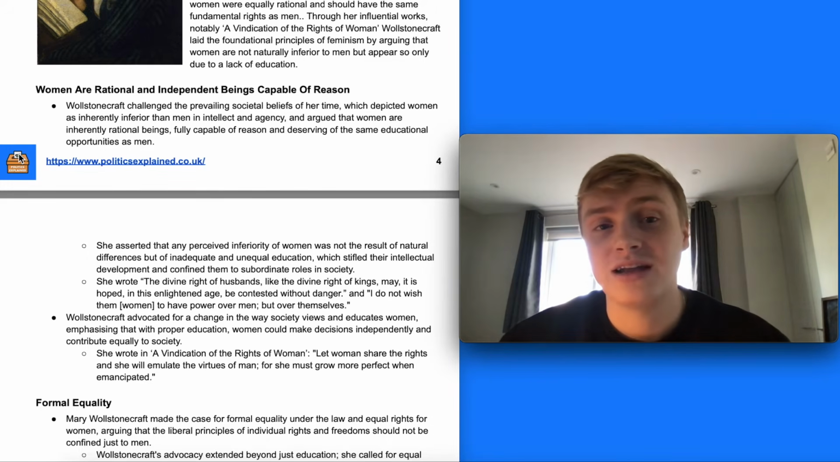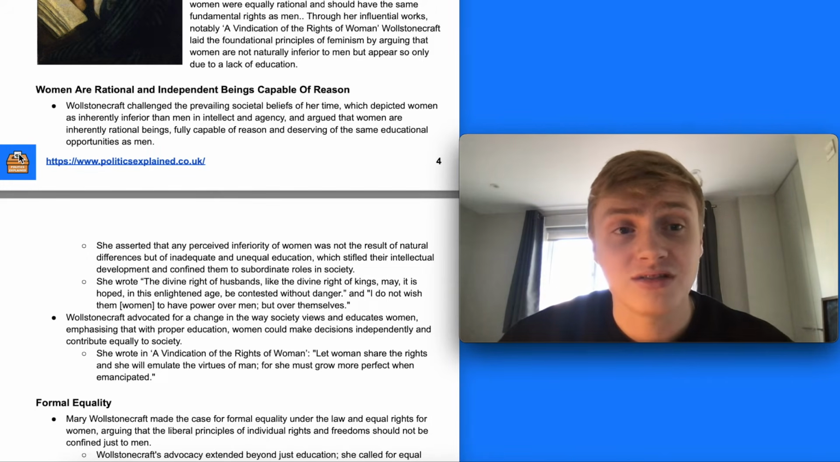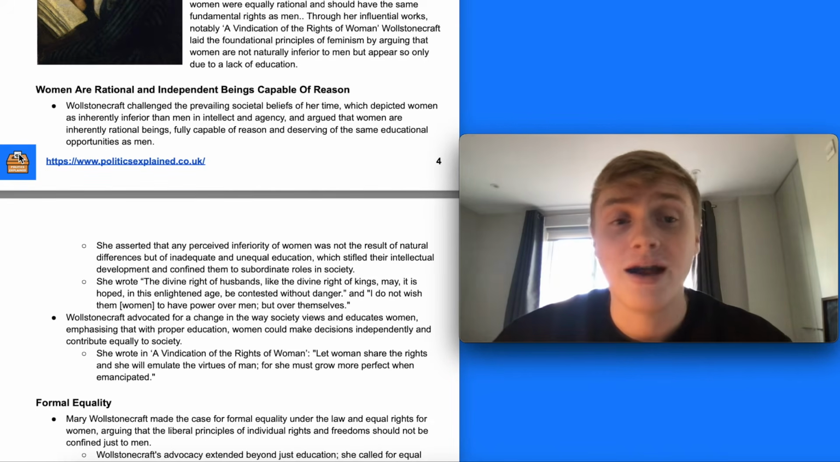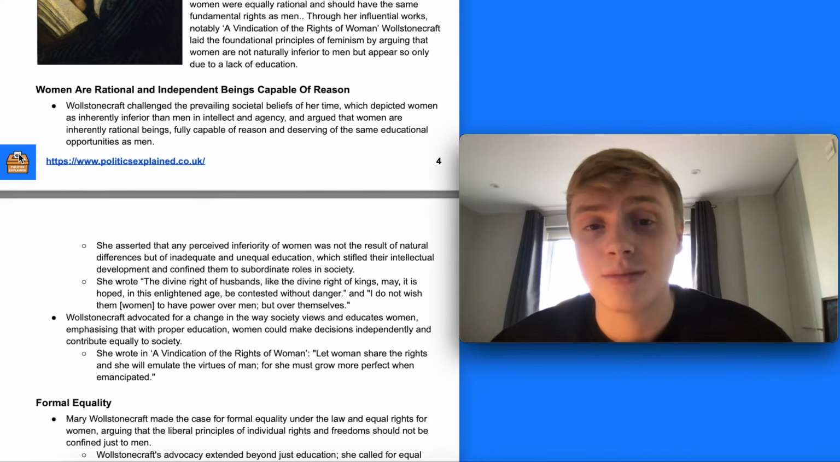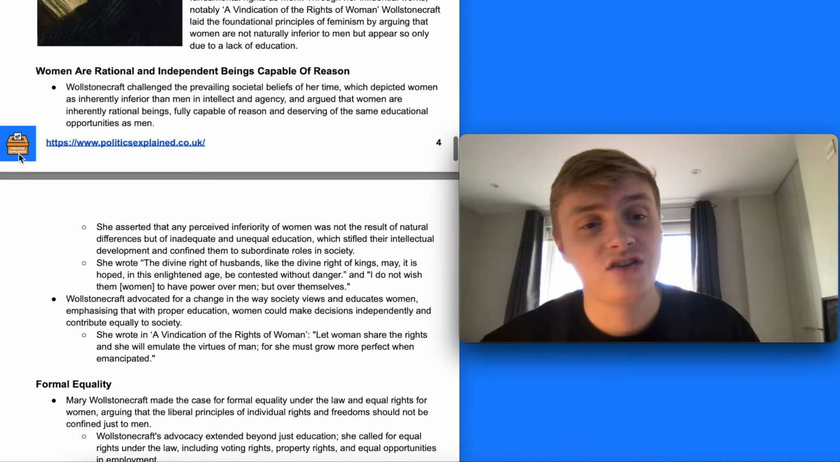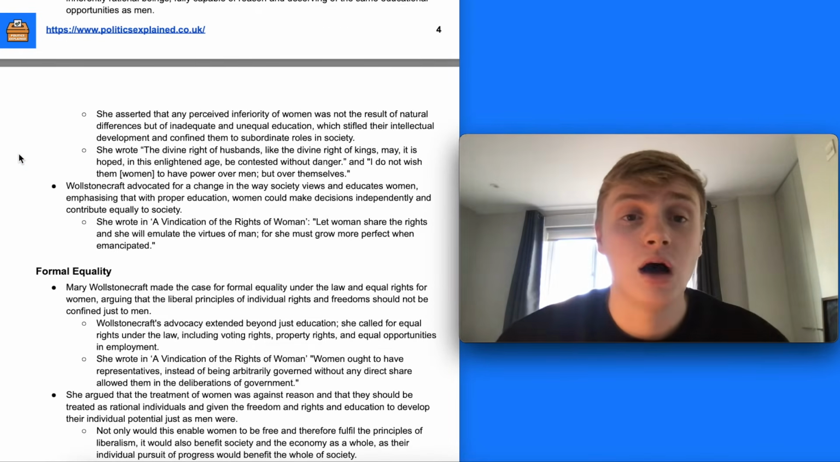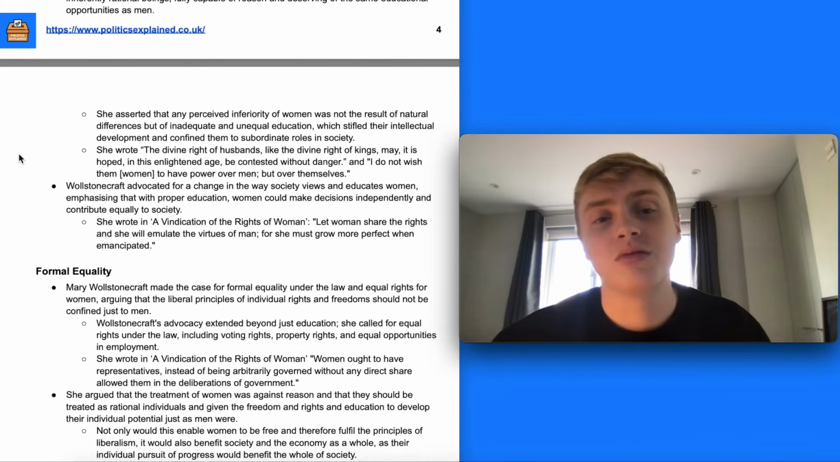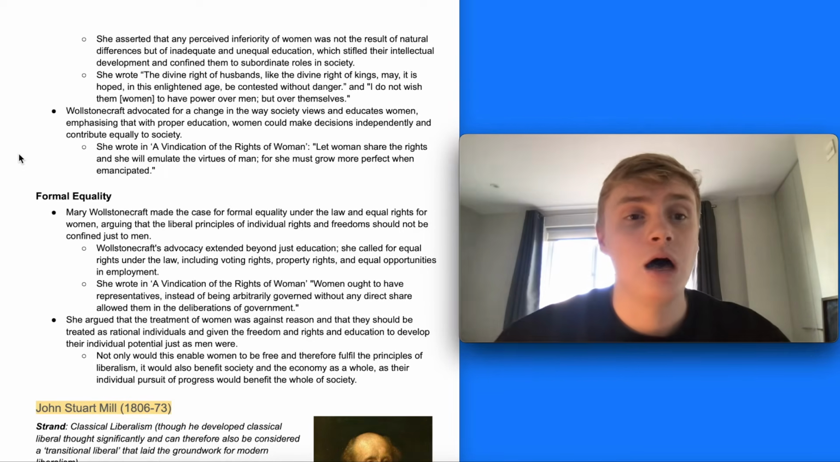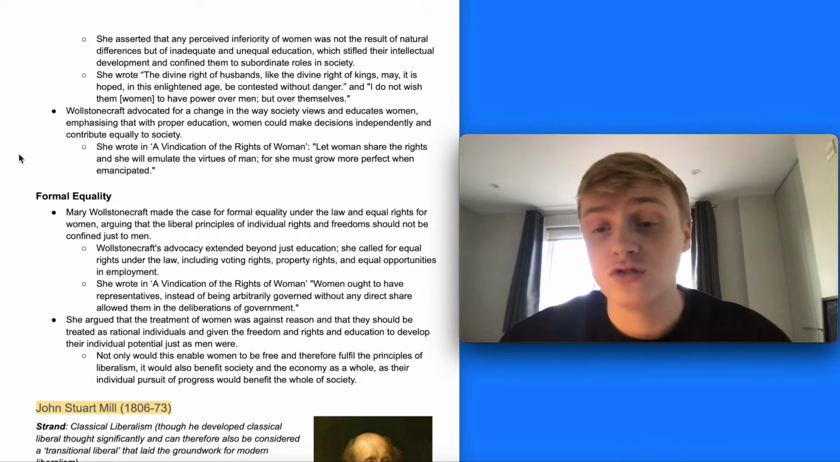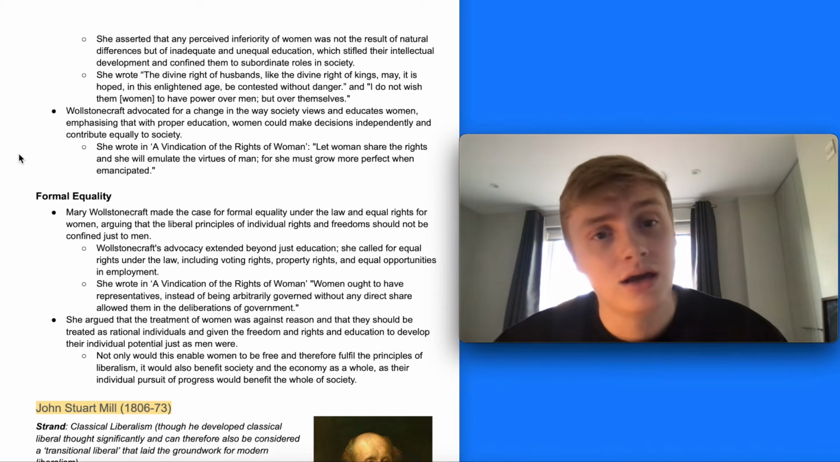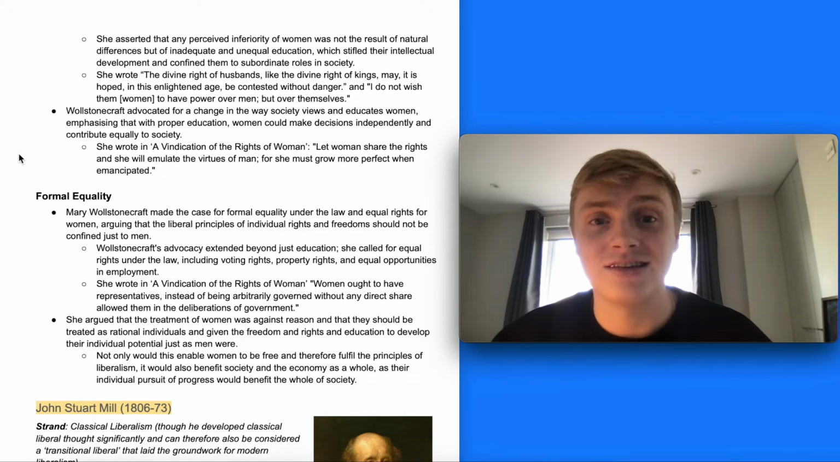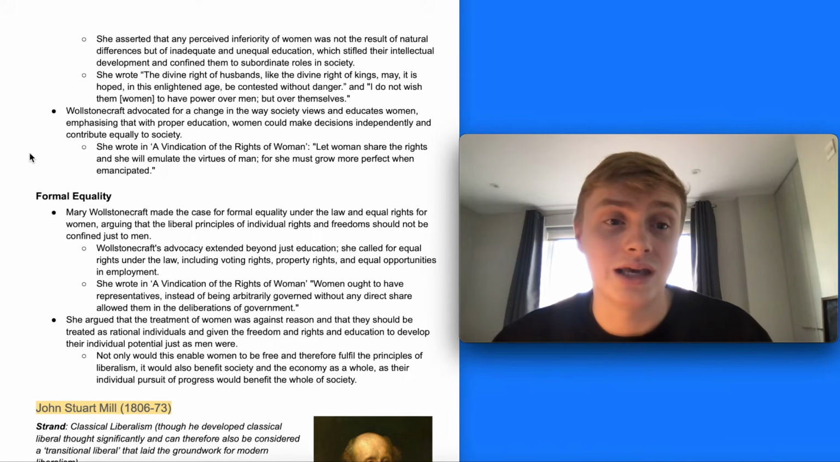So she challenged the prevailing societal beliefs of the time, which depicted women as inherently inferior to men, and argued that women are inherently rational beings, capable of reason and deserving the same educational opportunities as men. She asserted that any perceived inferiority of women was not the result of natural differences, but of inadequate and unequal education, which stifled their intellectual development and confined them to subordinate roles in society. And she advocated for a change in the way society views and educates women, emphasising that with proper education and formal equality, we'll look at formal equality, women can make decisions independently and contribute equally to society.